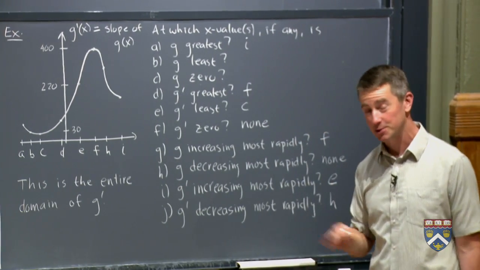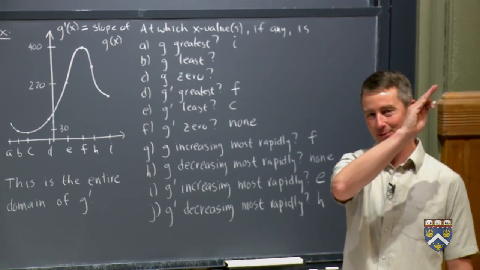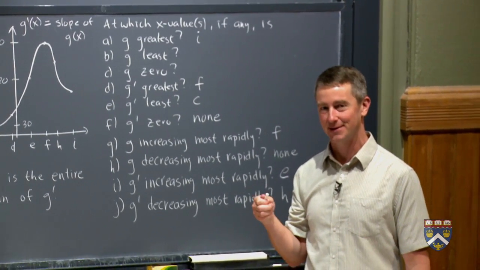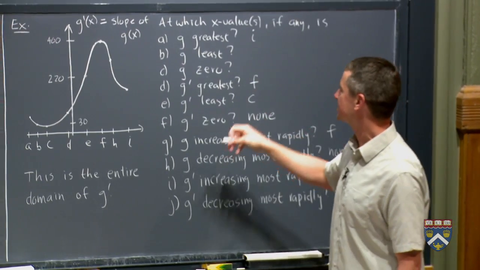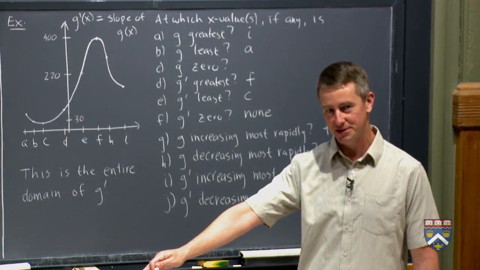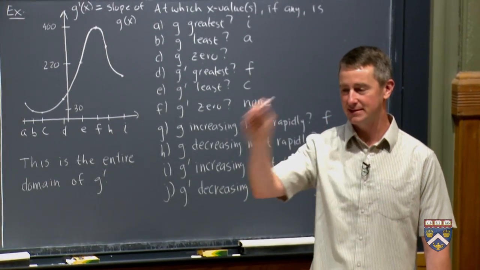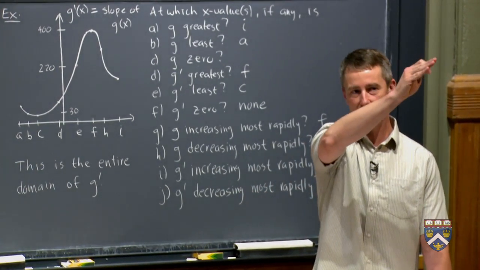Because the graph of G, which we don't see, we have to imagine it, right? The graph of G is always going up because its slope is always positive. Similarly, where is G least? That must have been at the starting time A, because the graph of G, as we just said, was always going upward. So it started at some low point, G did, and then it just went upward and upward until the end.